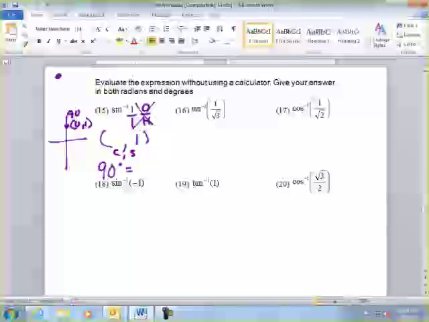Directions say to also give in radians. How many times does 90 go into 180? 2. 2 times. Did we learn this stuff yesterday?